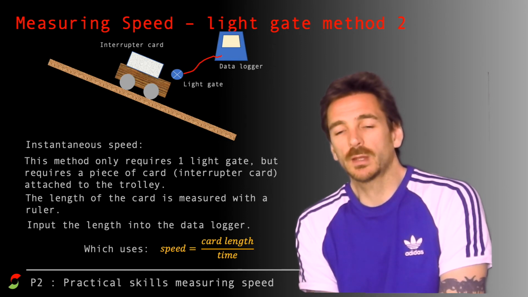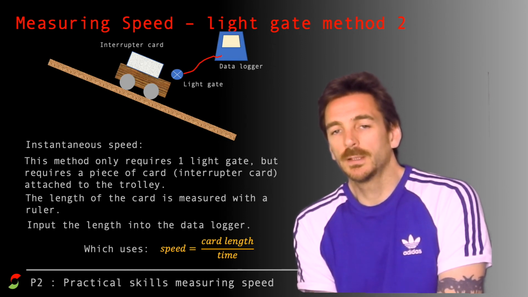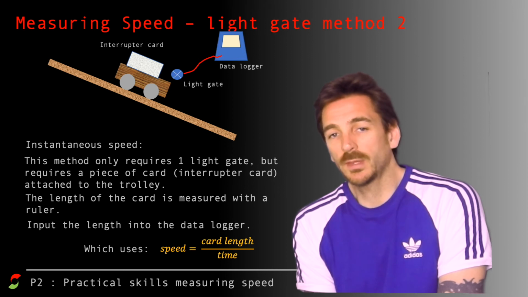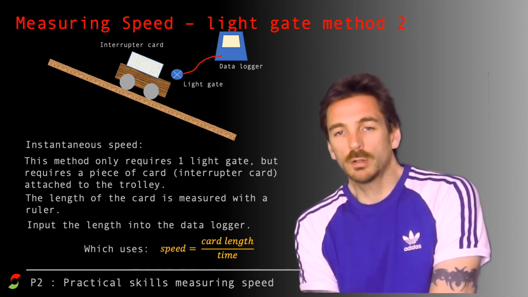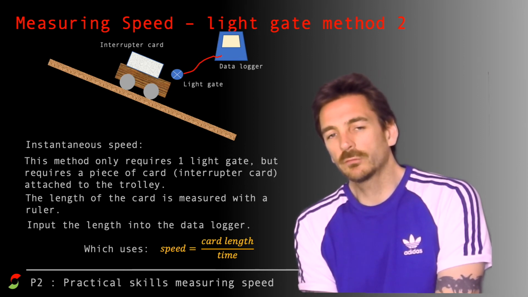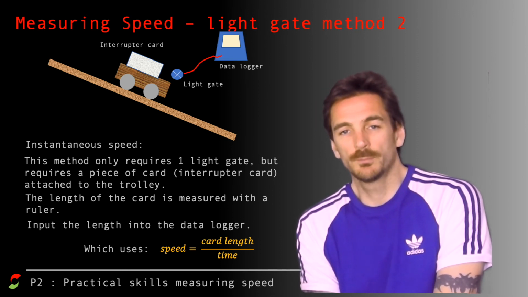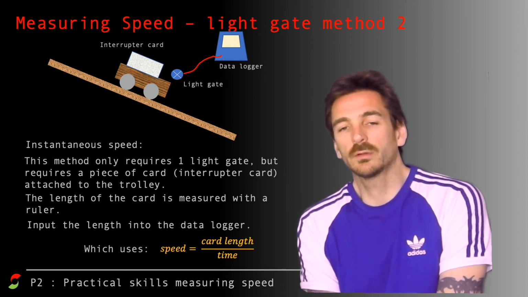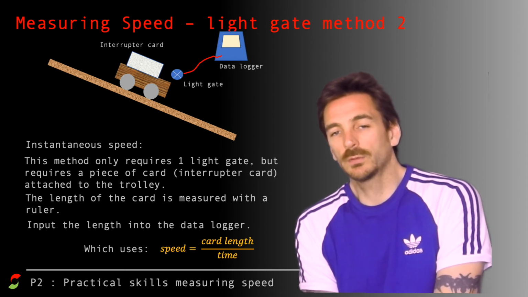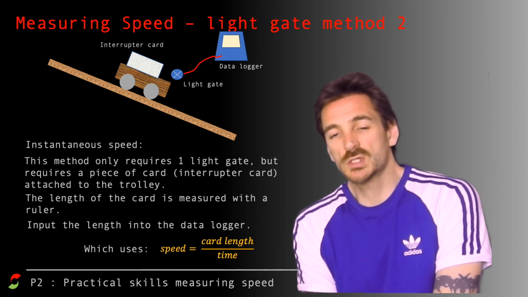But it's important that we understand how the data logger does that. And that improves the accuracy again, because we're not doing any timing. However, it's not perfectly accurate because we still have to measure the length of the card with a ruler, and that has uncertainties associated with it. But if we do that well, we'll get a far more accurate reading than if we just used a stopwatch.